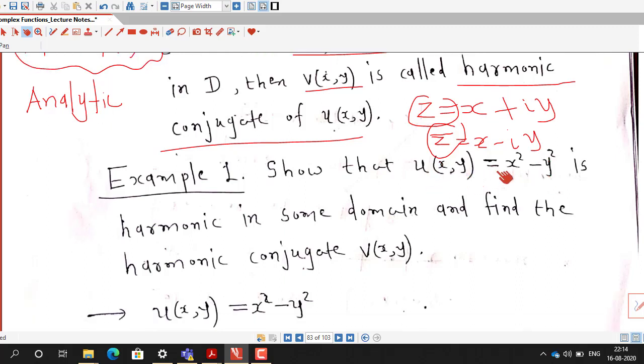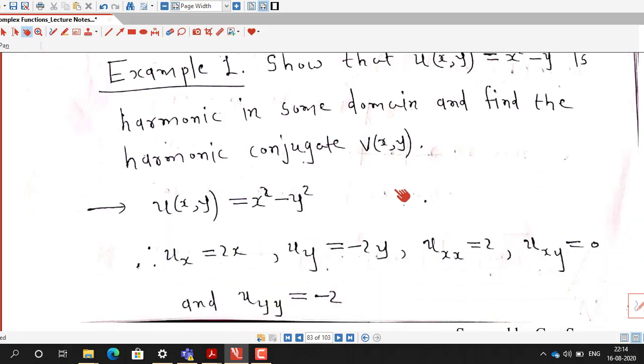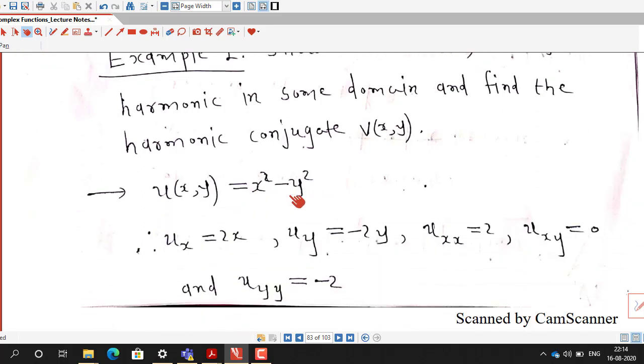Now this function u is defined at all points in the plane, so the domain will be the whole complex plane or xy plane. First we find the partial derivatives of u. So u is x squared minus y squared. So del u by del x is 2x. Del u by del y will be, the derivative of x squared is 0 and the derivative of minus y squared is minus 2y. Del squared u by del x squared means we have to differentiate del u by del x with respect to x. So it is 2.